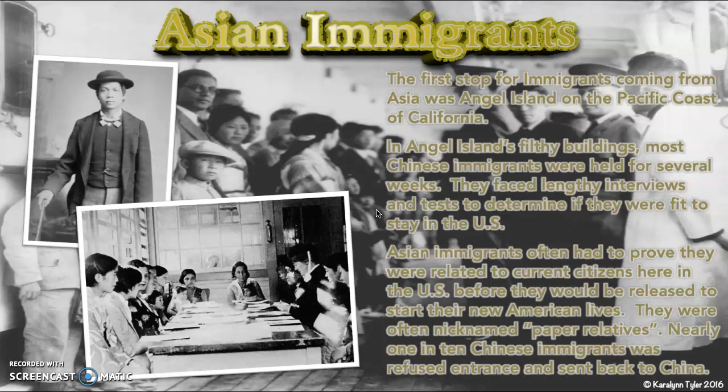They were often nicknamed paper relatives. They would get the name and information of another Chinese person who was already living in the United States, probably not even legitimately related, but they would often memorize that information and say that they were a relative so that they'd be allowed to stay. Nearly 1 in 10 Chinese immigrants was refused entrance and sent back to China.